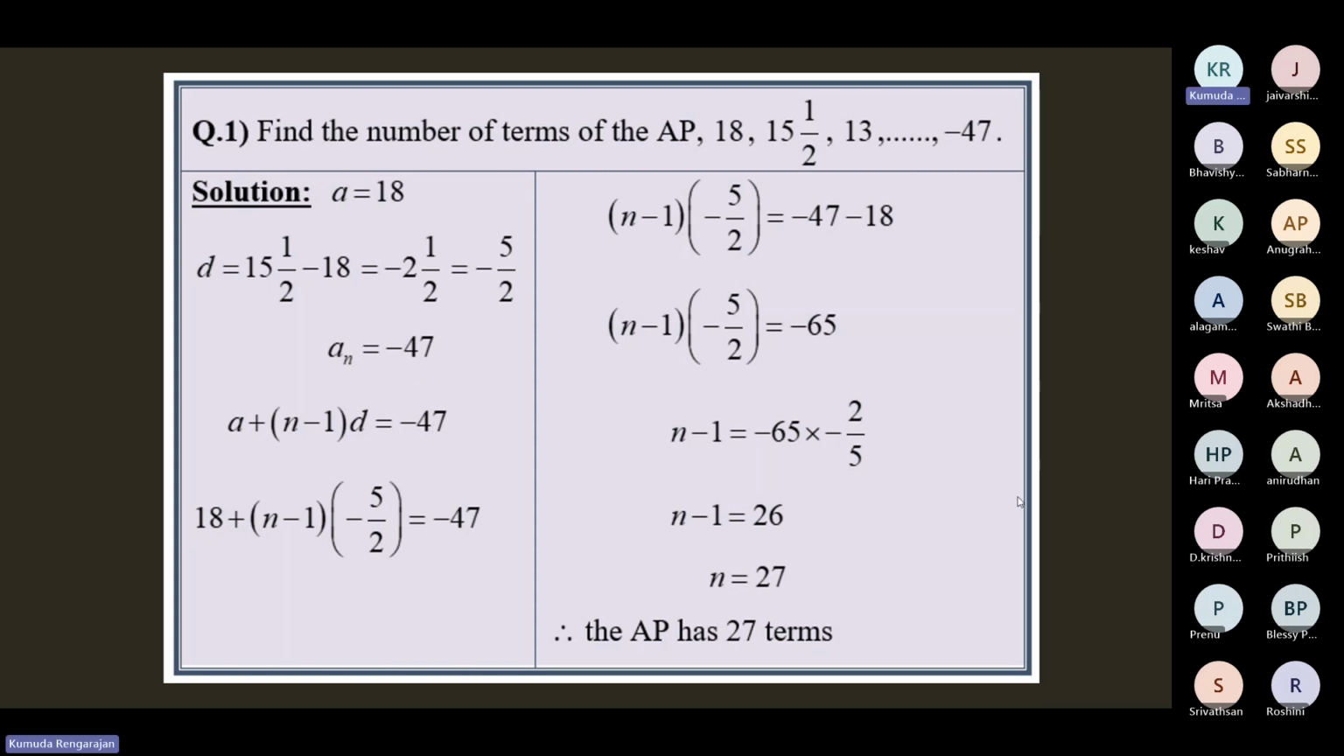I'll share these images on WhatsApp. You can just check the milestones, if you have this value. Check your substitution and calculation. I always tell children, you must first transpose 18. You should not take minus 5 by 2 to the other side. You must take 18 to the other side, so that becomes minus 18. So this is minus 65, and then minus 5 by 2 becomes minus 2 by 5 on the other side, reciprocally.